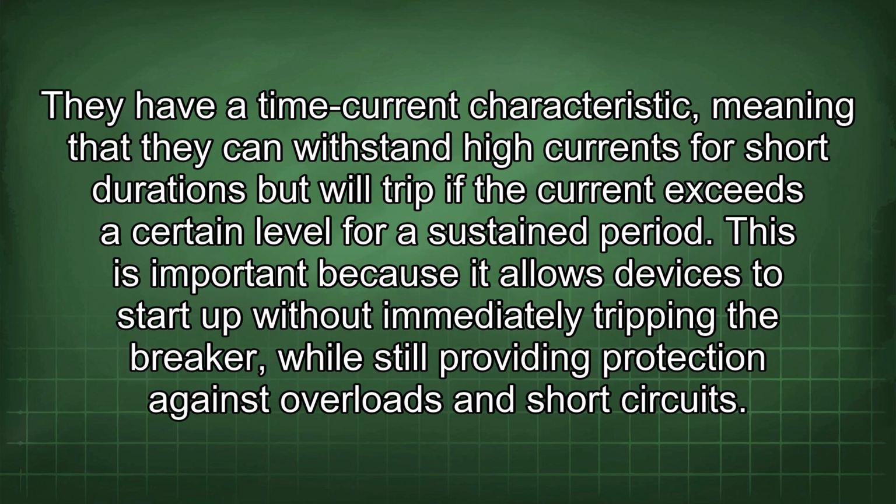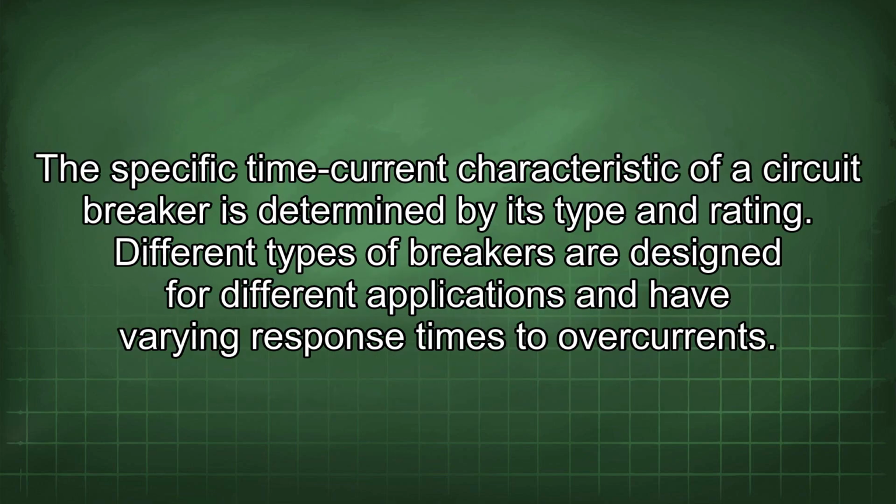They have a time current characteristic, meaning that they can withstand high currents for short durations but will trip if the current exceeds a certain level for a sustained period. This is important because it allows devices to start up without immediately tripping the breaker, while still providing protection against overloads and short circuits. The specific time current characteristic of a circuit breaker is determined by its type and rating.